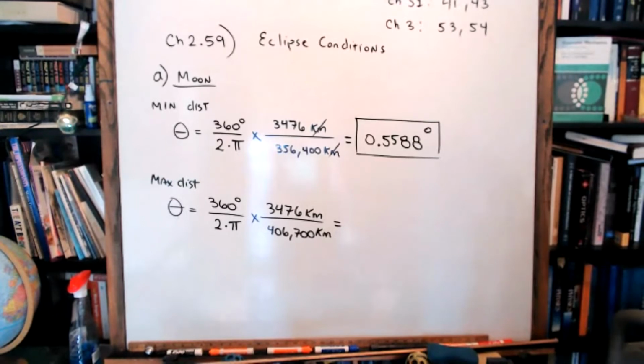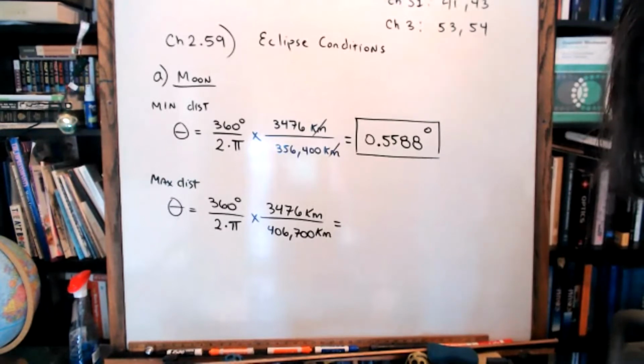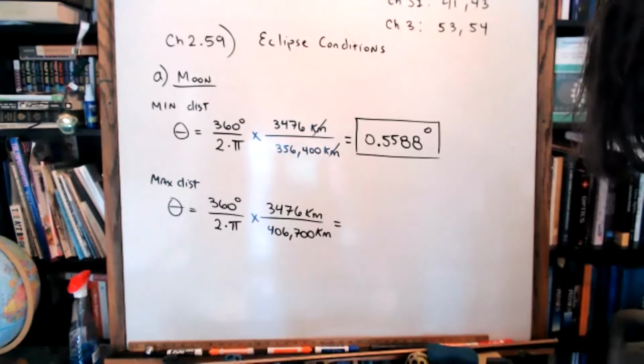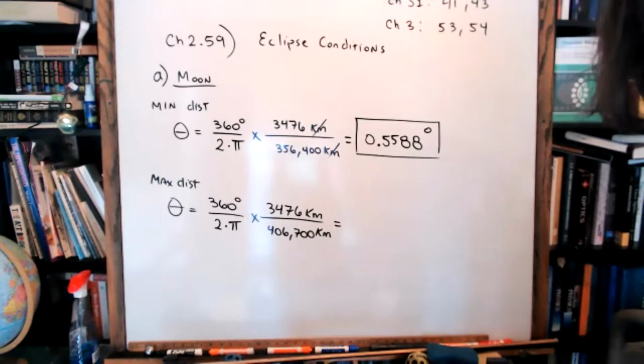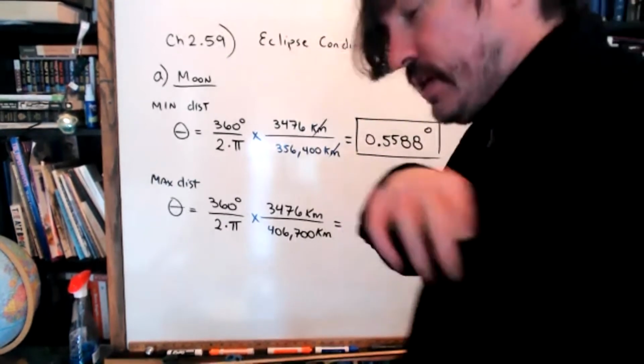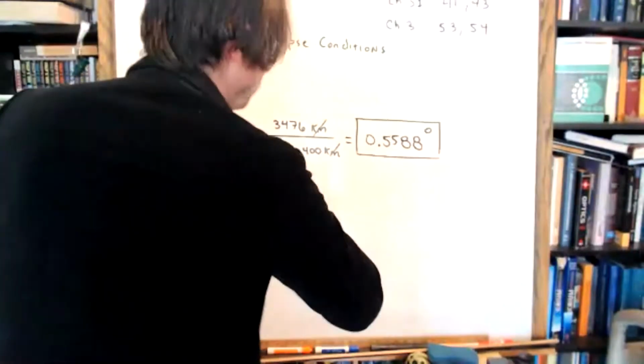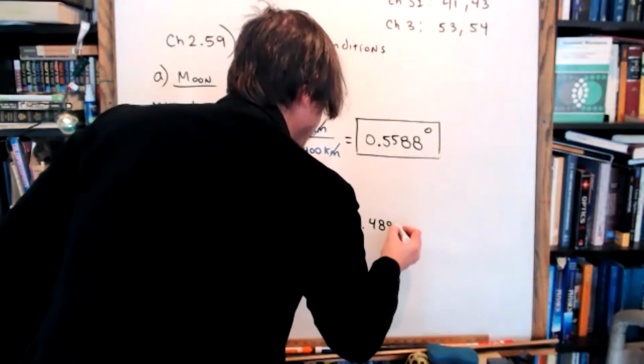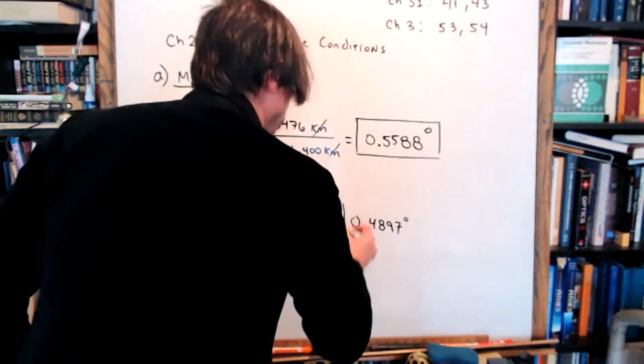I got 0.4896 this time. Good, but round better. 0.49? No, that's only 2 sig figs. I want the 4 sig figs. I object to you saying 4896 when the number after 6 is a 9. So 4897. That's what I want to hear. 0.4897. And what are my units? Degrees. Good. Box it up.